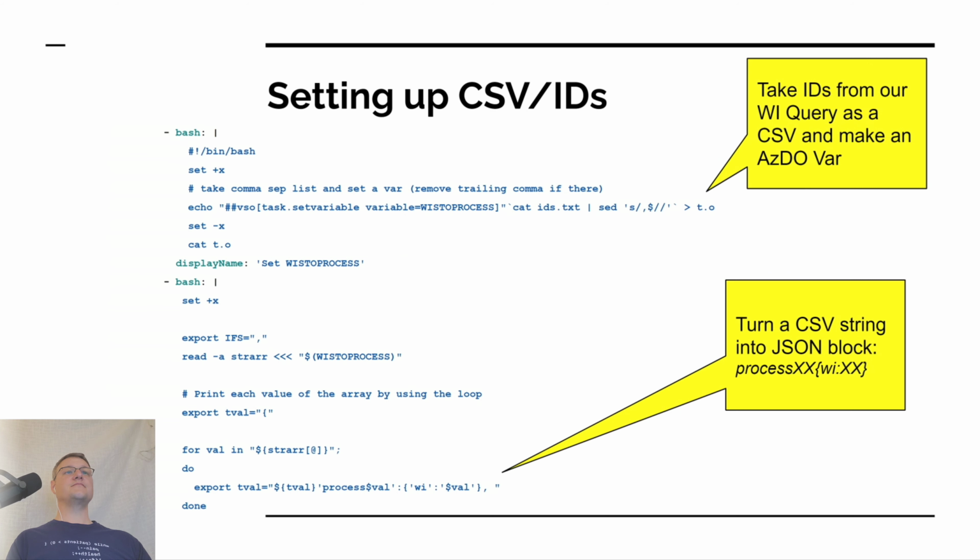The next bit of bash is ugly, and I'll admit it's ugly, but it works. What I do is I take that comma separated list and I turn it into a block of JSON with those 8 or so lines of code. So that work items to process comes in, and if I had tickets 1, 2, 3, 4, I'd call it process 1, 2, 3, 4 colon work item colon 1, 2, 3, 4, and I just create this nice JSON block of work items to process.